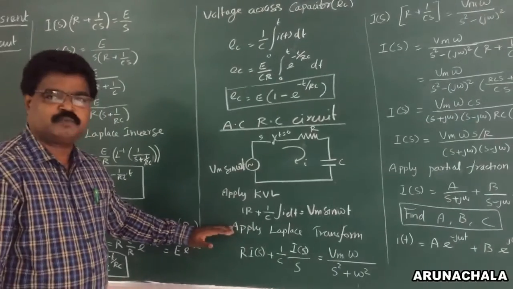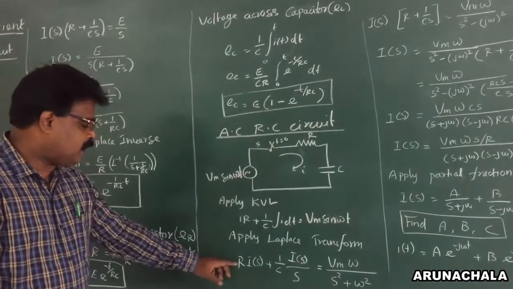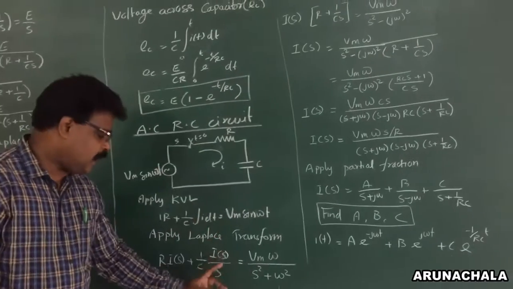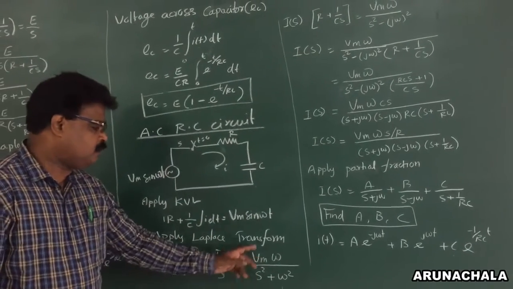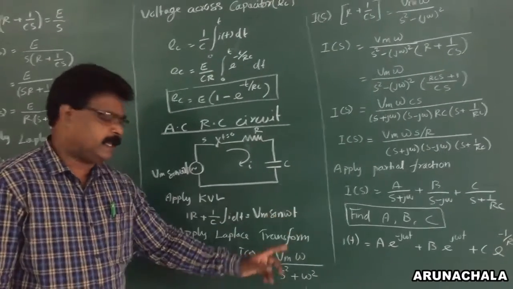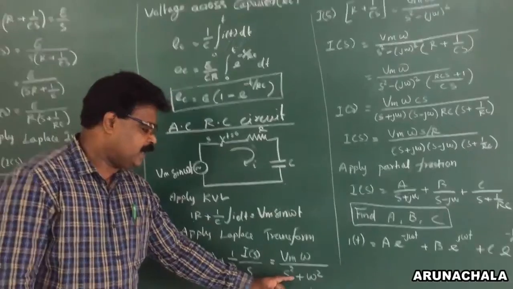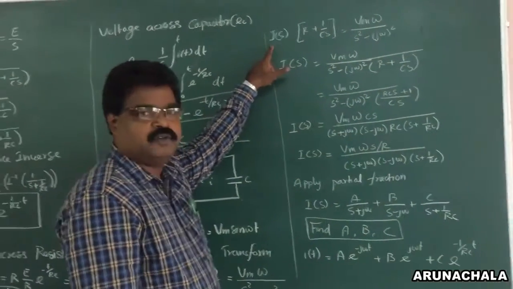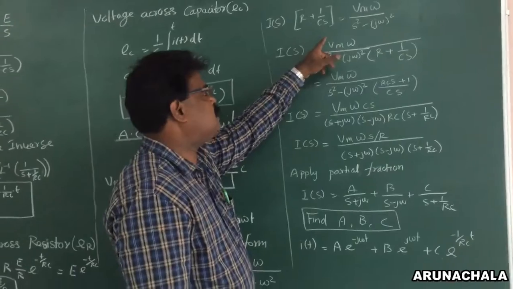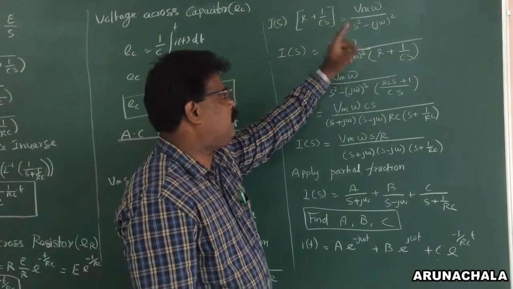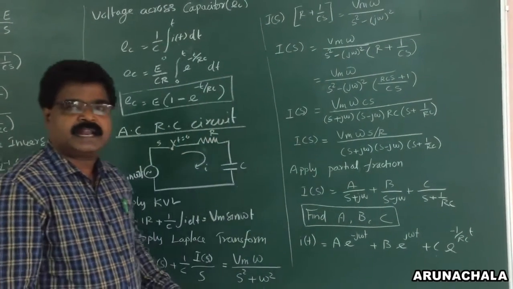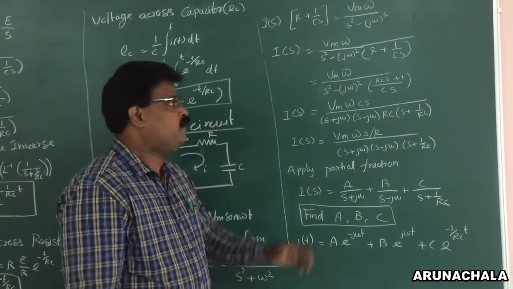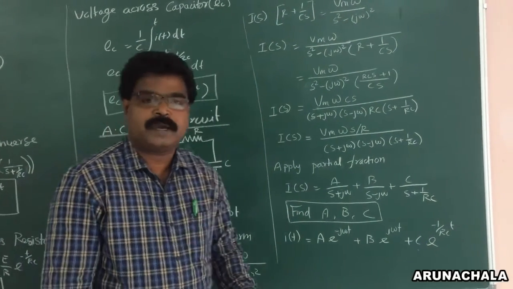Then apply Laplace transform, and you will get R into I of s plus 1 by C. The Laplace transform of integral I dt is I of s divided by s, that is equal to Vm times the Laplace transform of sin omega t, so omega divided by s square plus omega square. If you take I of s outside, R plus 1 by Cs is equal to Vm omega divided by s square plus omega square. The denominator we can write as s square minus j square omega square, because we know the formula for a square minus b square.